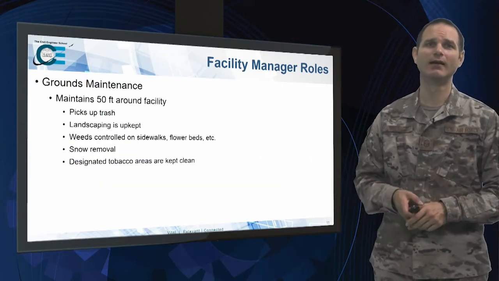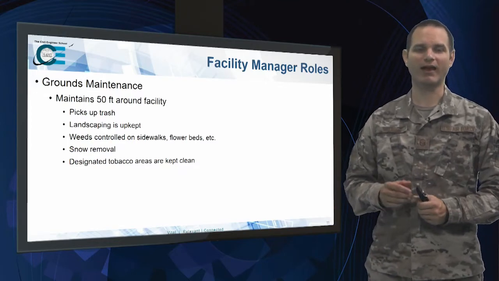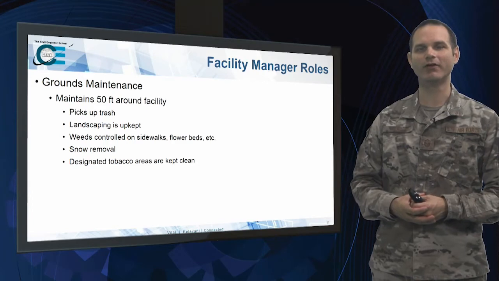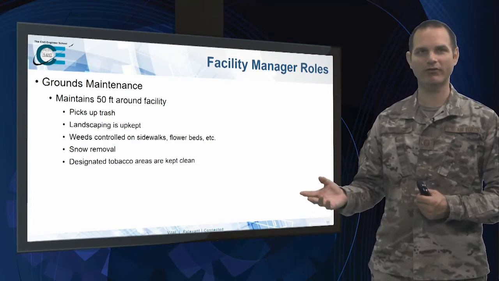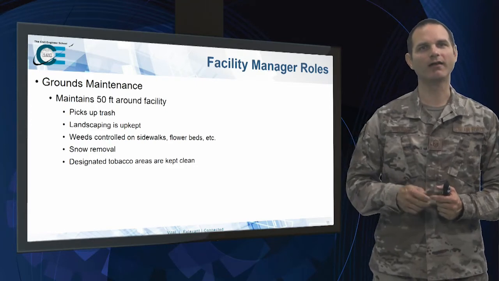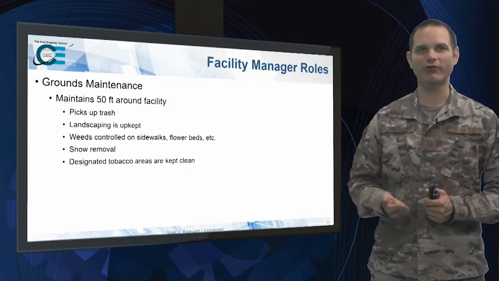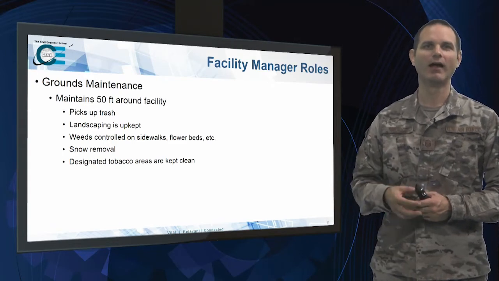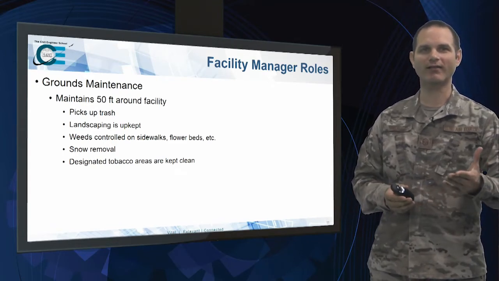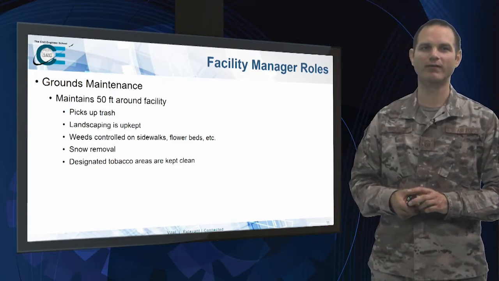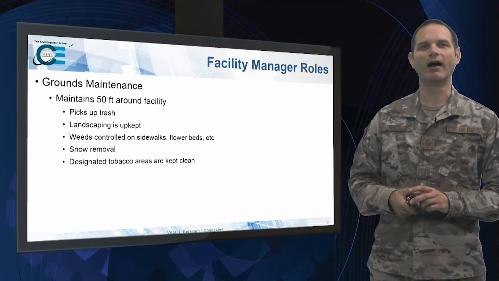Grounds maintenance. Facility managers and the facility occupants are responsible to maintain 50 feet around their facility. So we have our grounds custodial contract. They're still going to be mowing the lawn and all that, but they aren't necessarily going to be picking up the trash. They're not going to be looking through the landscaping, making sure that it's weeded. They're not going to make sure that the sidewalks, flower beds, etc., are controlled with weeds.